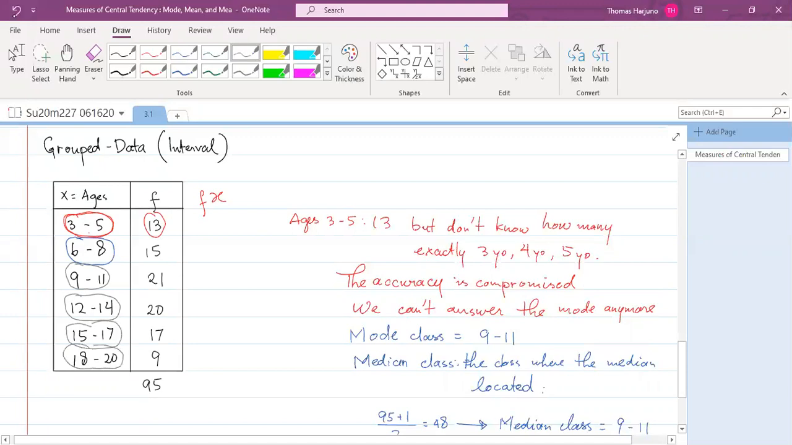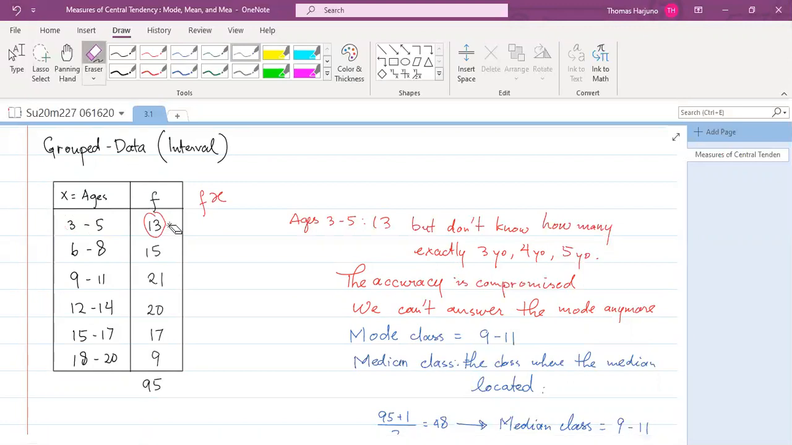Now, what is the best number? The best number will be the midpoint of that class. Is that accurate? No, it's not accurate, but that's the best choice. Keep in mind that once the accuracy is compromised, the best we can do is to estimate. So when I ask you later on to find the mean, it must be in the sense of an estimate, the best estimate for the mean.